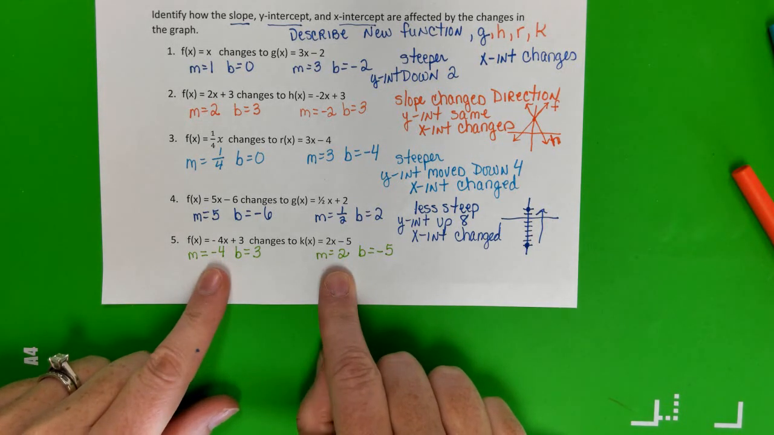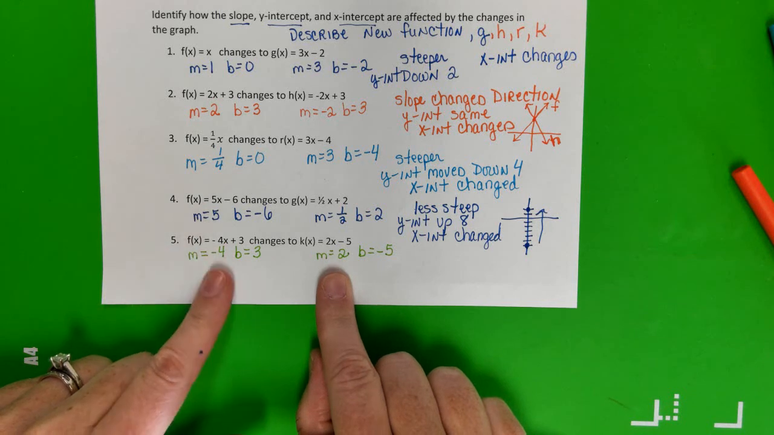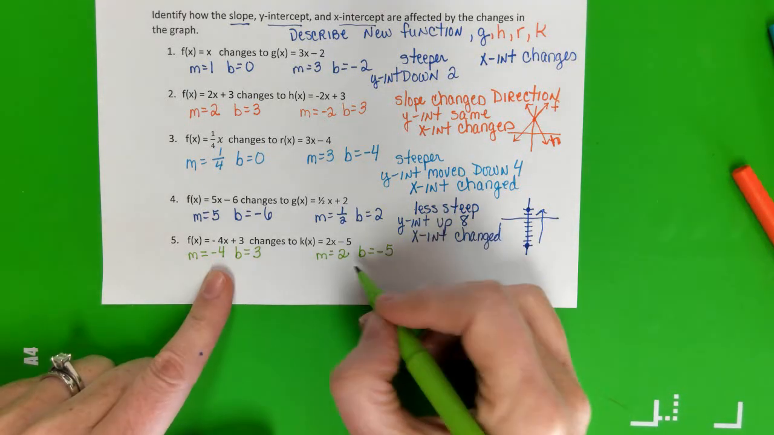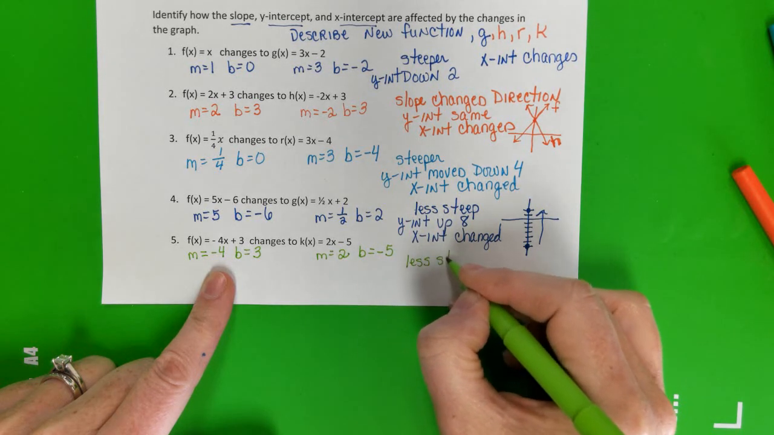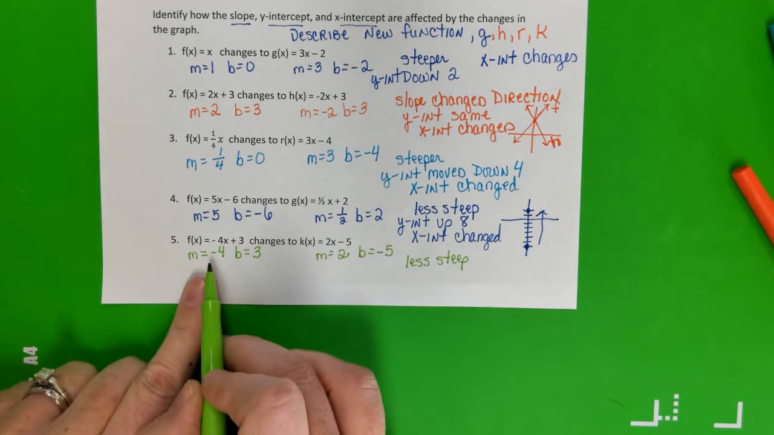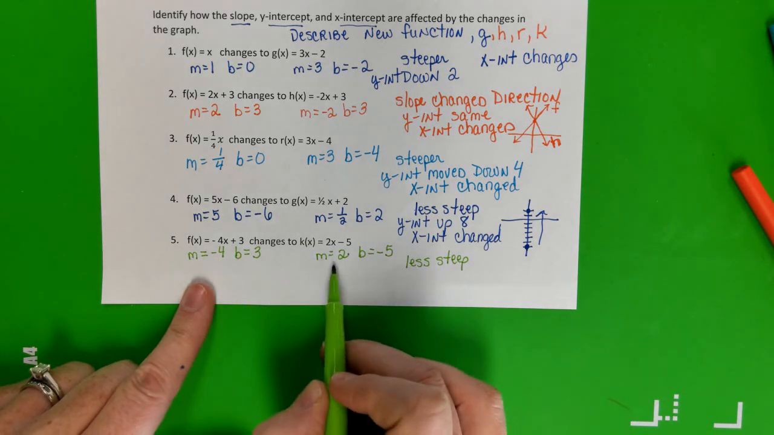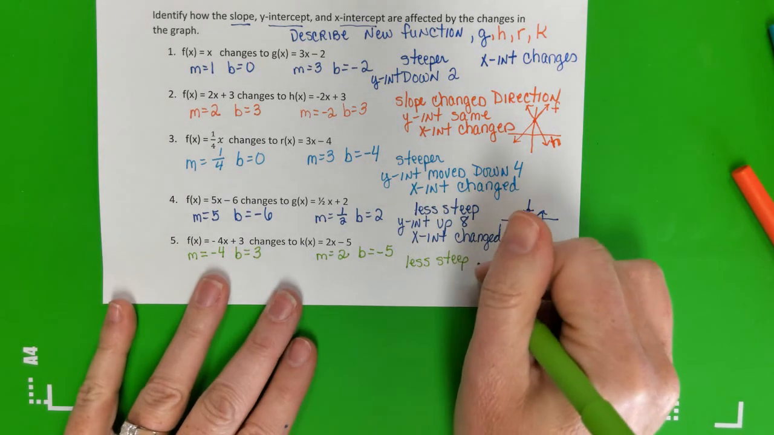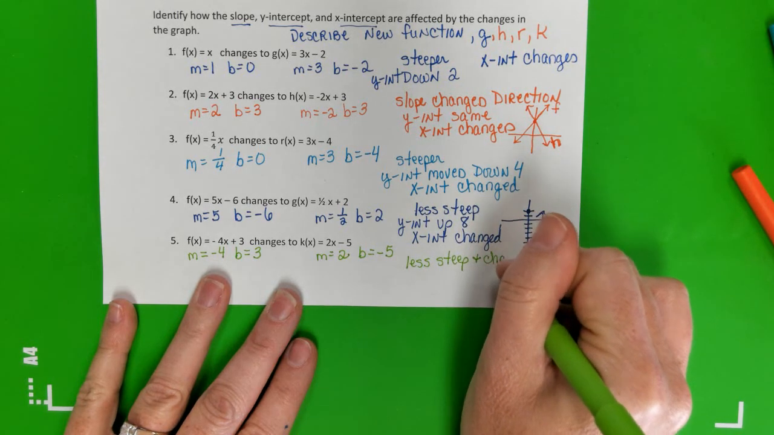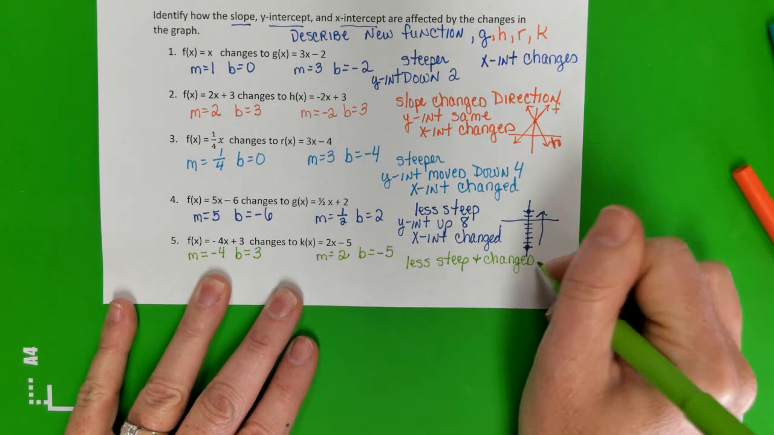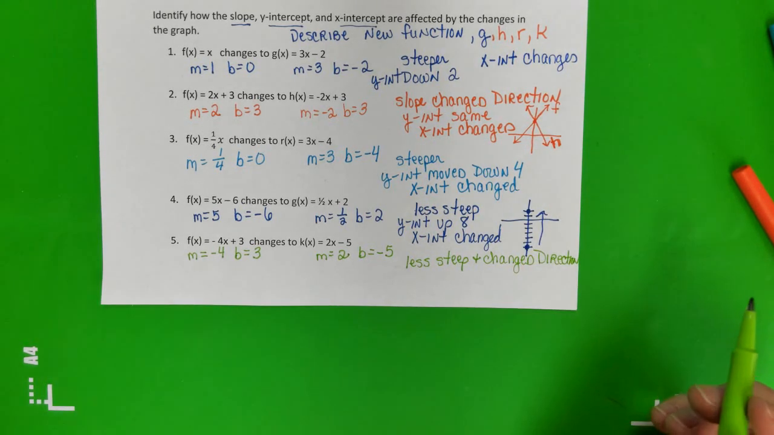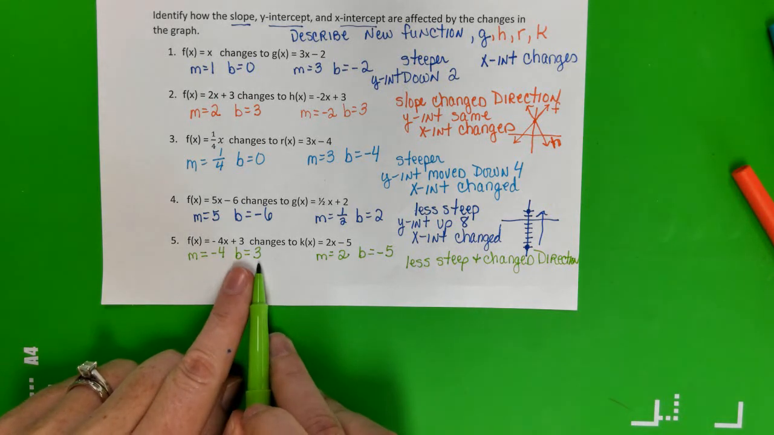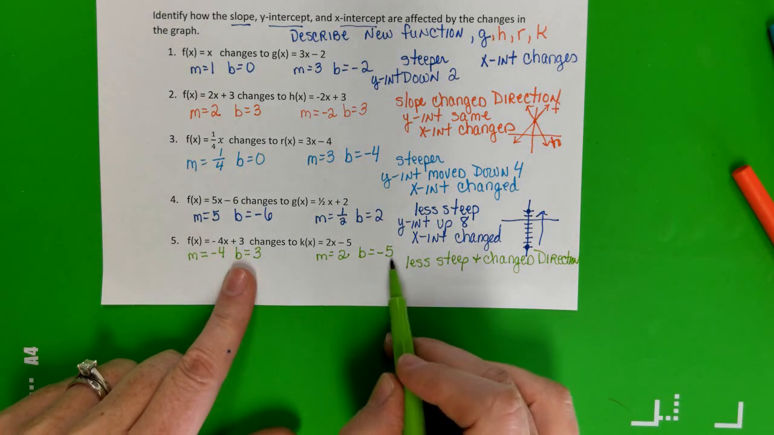Okay, so let's think about this. So first of all, let's talk about their absolute value. It would be 4 and 2, right? So the new graph has a smaller slope, so it's less steep. Okay, and we went from a negative slope to a positive slope. So it's less steep and it changes direction. So we're going to have crisscross lines if we were to graph this. It changes direction.